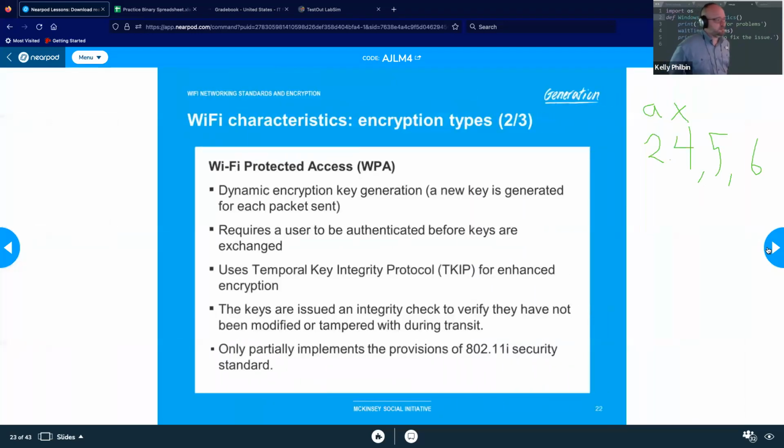So we had to get a little bit better. So we moved up to what is called Wi-Fi Protected Access, or WPA. This uses what's called dynamic encryption key generation, where the key is essentially changing with each packet that is being sent. And it uses a technology called TKIP, or Temporal Key Integrity Protocol, to create an enhanced version of encryption over the previous WEP.